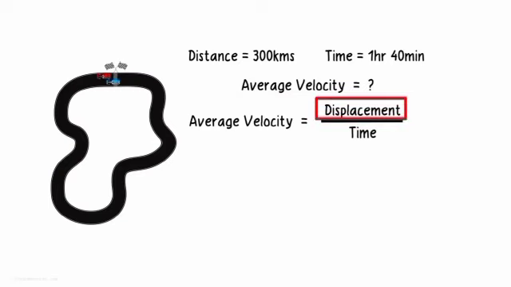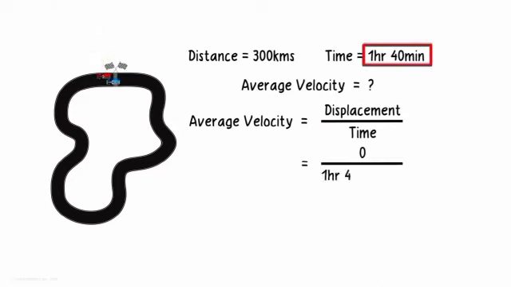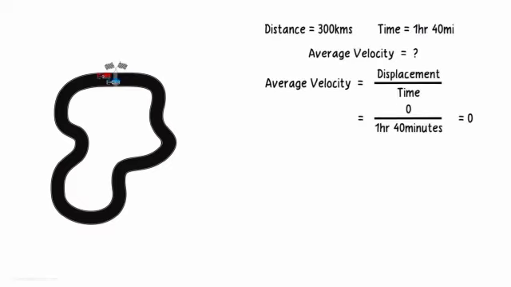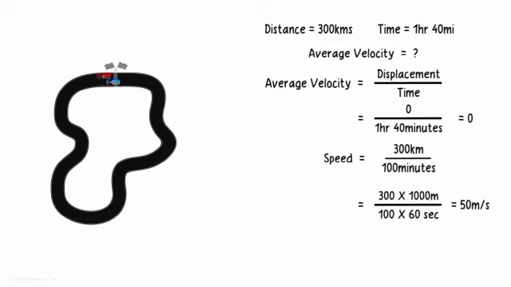Tell me. First, can you tell me what was your displacement? You started and finished at the same point, so your displacement is 0. 0 divided by the time taken, which is 1 hour 40 minutes, equals 0. That puts your average velocity for the race today at 0 meters per second. If, however, you are trying to calculate the speed you drove at, that would be a different answer. Try and work it out.